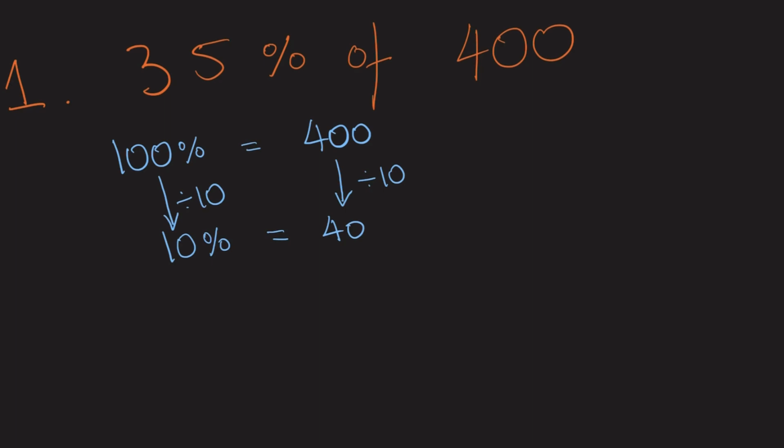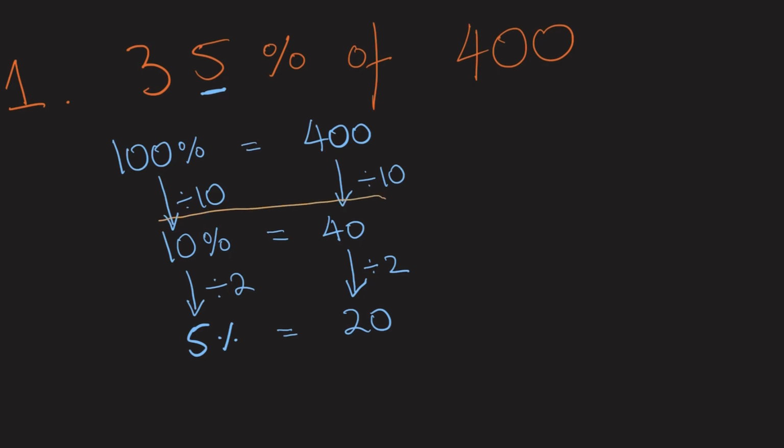Now in the percentage here, it says 5%. So it says 35. So how could I get 5? So I'll write 5% here. I have to go from 10 to 5. I have to divide by 2. So if I divided by 2 on this side, I have to divide by 2 on the other side. That will get me 20.